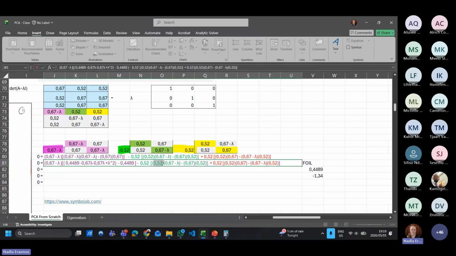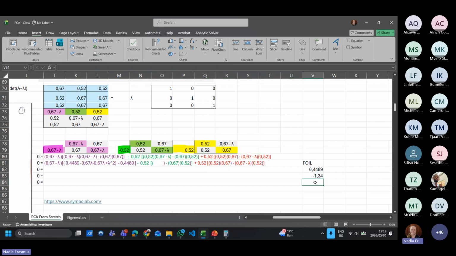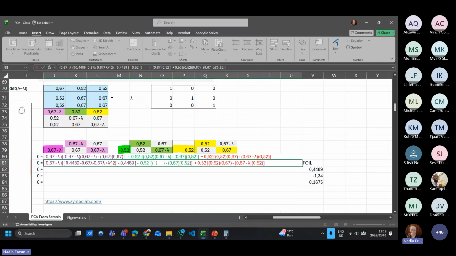Okay, so now on this side we have to get 0.52, sorry, multiplied by 0.67. So we have 0.52 multiplied by 0.67, which is 0.3484, minus, in this case, 0.52 multiplied by the minus lambda. So it's 0.52 lambda.